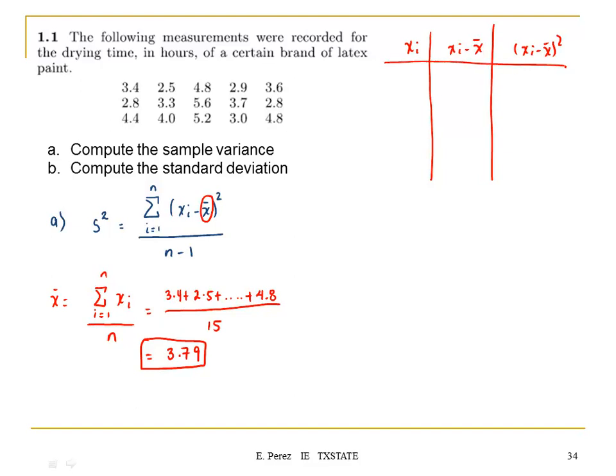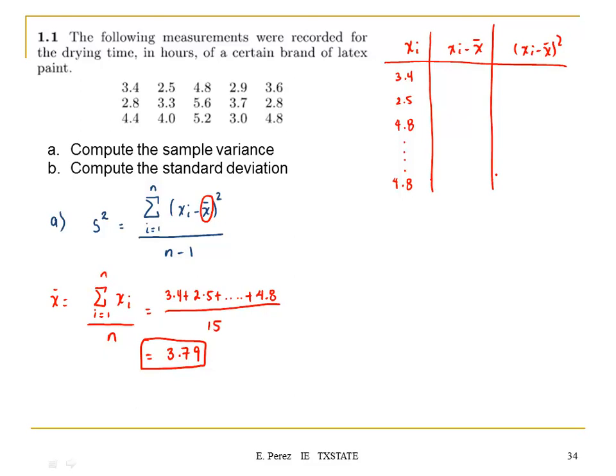So on the first column, you can list all your observations: 3.4, 2.5, 4.8, and so on until you get to 4.8. Then for each observation, you have to look at the difference. So you have the sample mean already, so you have to subtract that sample mean from each observation.